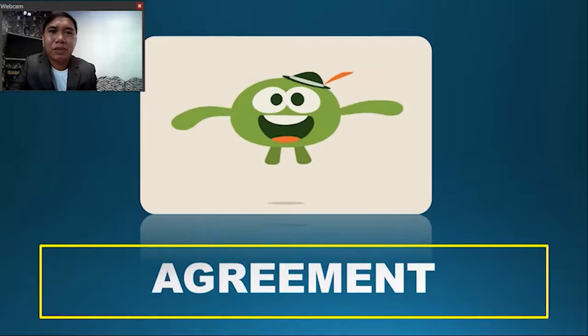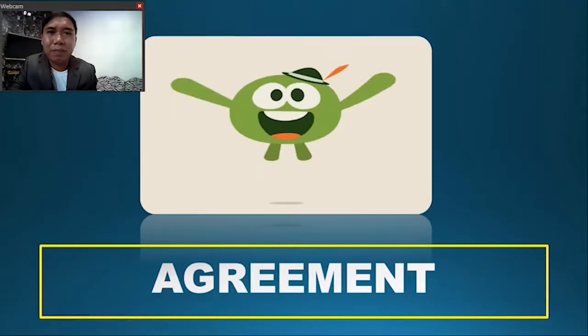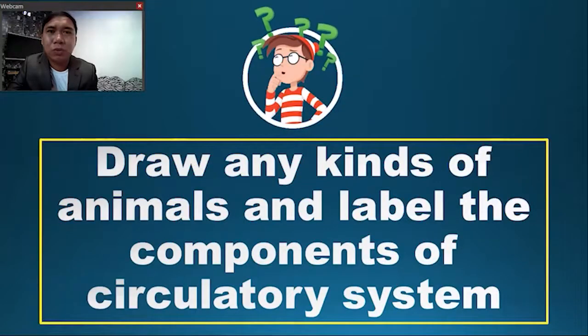Now let's go on to the last part of our discussion, an agreement. So we will have an agreement. You have to choose your favorite animal and label the components of the circulatory system. For example, I love dogs, so I will draw a dog on a piece of paper, then I will locate the arteries, heart, and other components of the circulatory system. So please do that because that is our agreement.